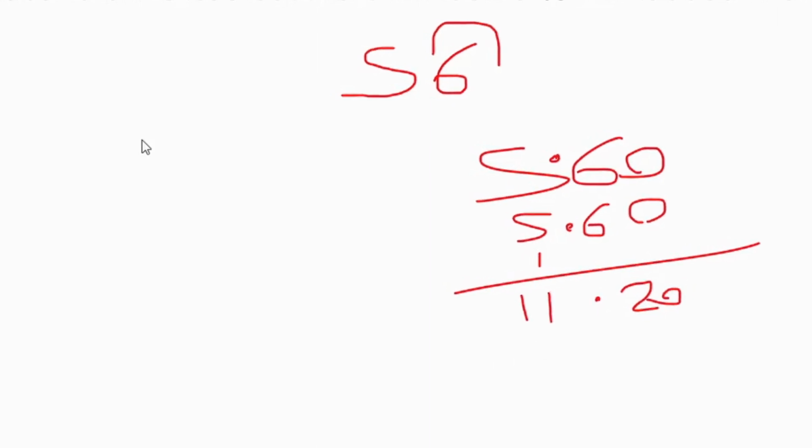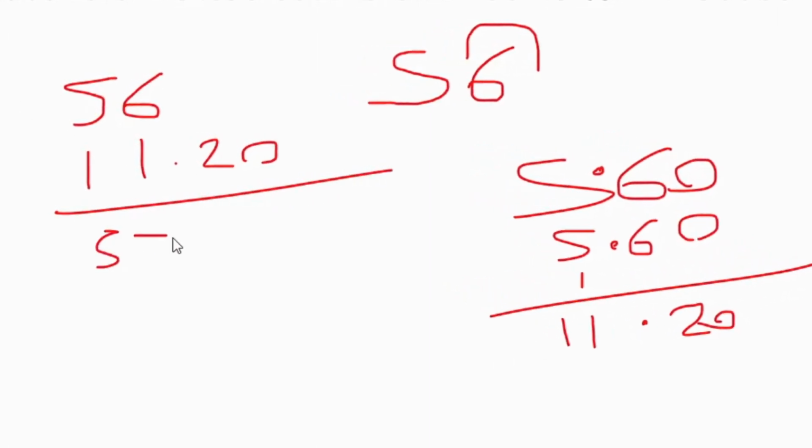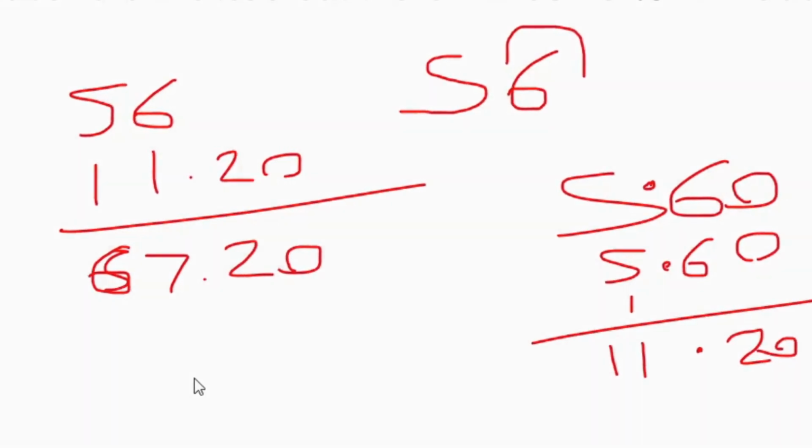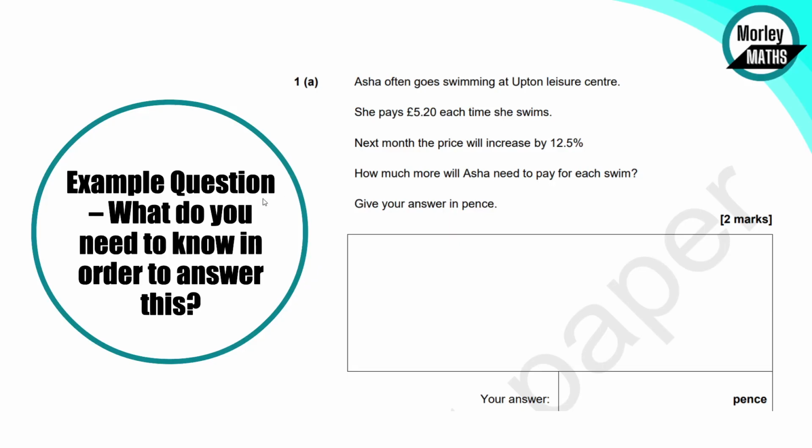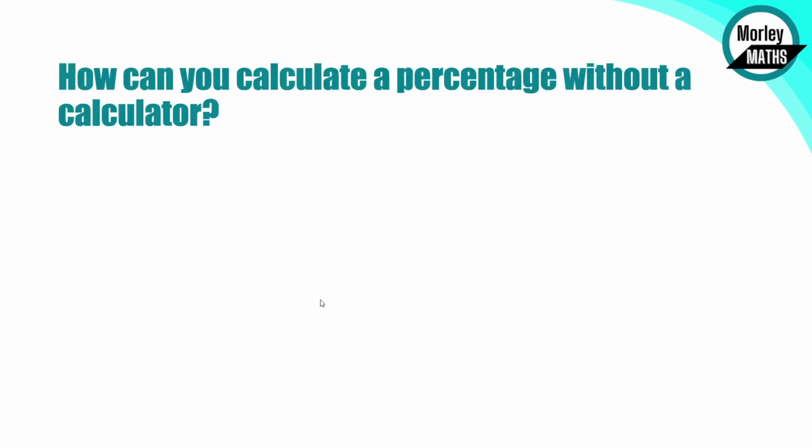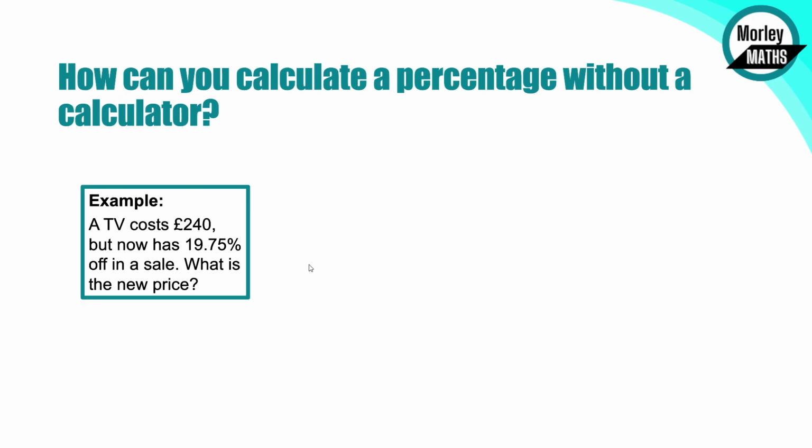So this will be very useful for your level 2 functional skills maths qualification. To start off with, we've got this example exam question. By the end of this session you'll be able to answer that question, but let's first have a little look at the method involved. So how do we calculate a percentage without a calculator? So we're going to have this example.